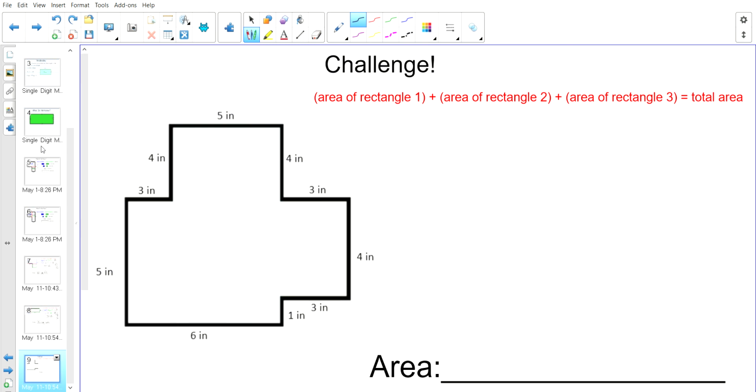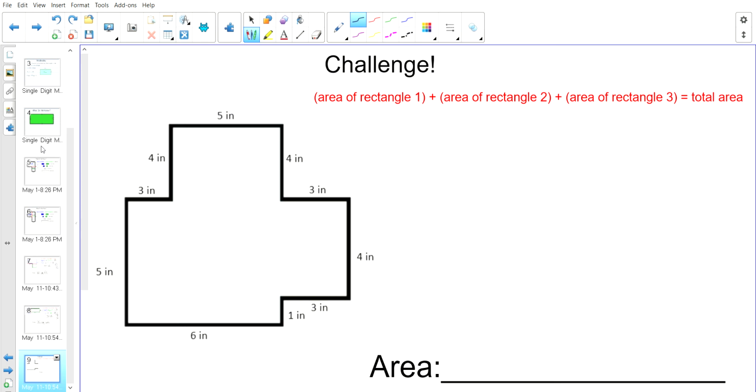When you look at this rectilinear figure, how could we decompose it into rectangles? You might notice that there's no way to decompose this into just 2 rectangles. In order to decompose this rectilinear figure into rectangles, we'll need to decompose it into at least 3 rectangles. Pause the video and see how many ways you can find to decompose this rectilinear figure into at least 3 rectangles.